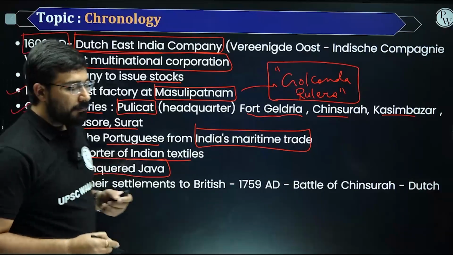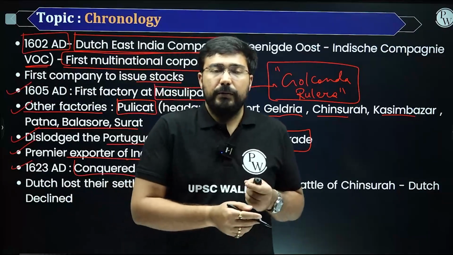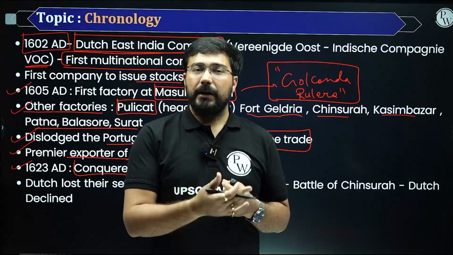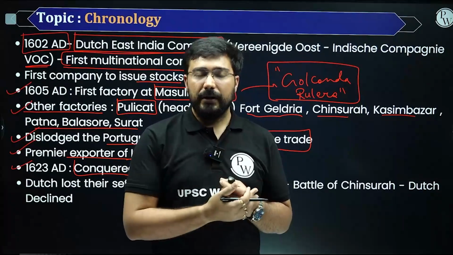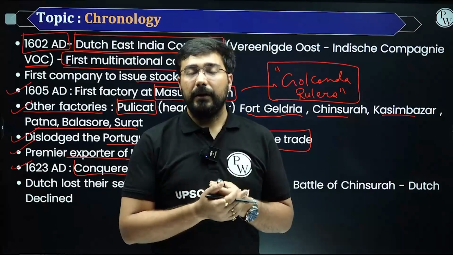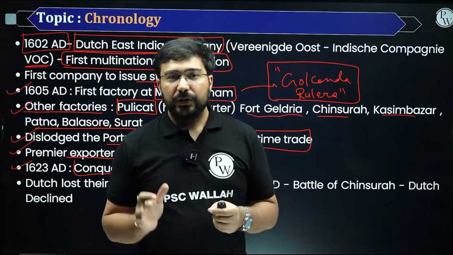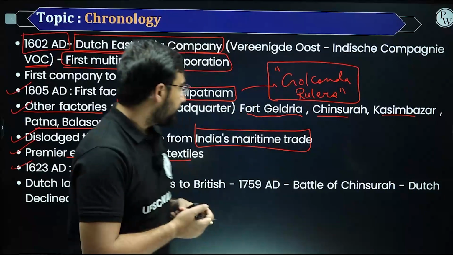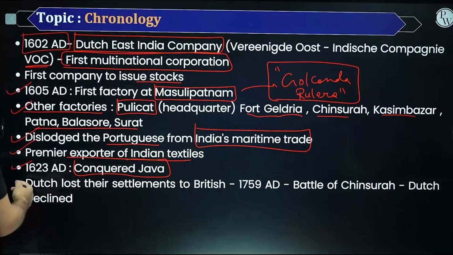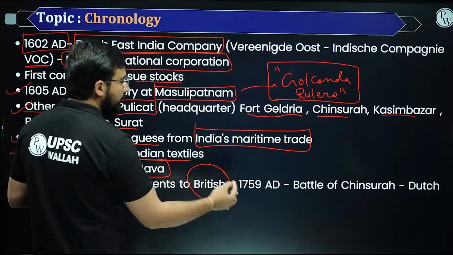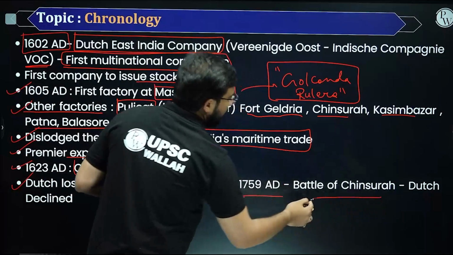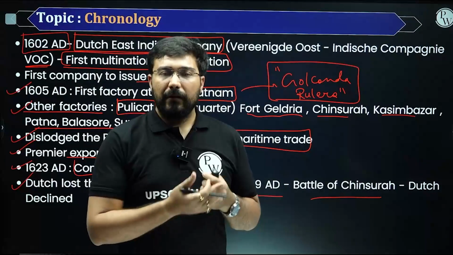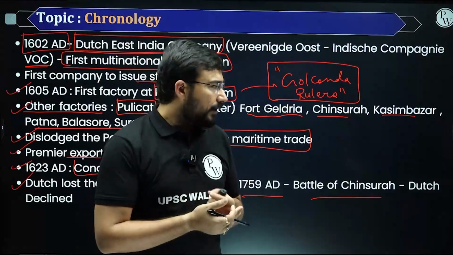In fact, please remember, the largest area under the control of the Dutch was in Indonesia. India got independence in 1947 and Indonesia by 1949, and they got independence from the Dutch. So for the Dutch, Indonesia remained a very, very important region. Later on, they lost to the British in 1759. This is known as the Battle of Chinsura or Battle of Bedara, in which they lost. After that, their power was not that prominent and they declined.